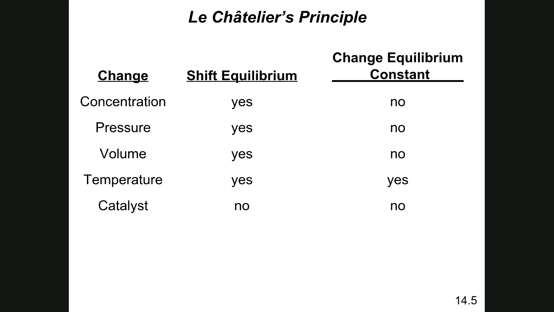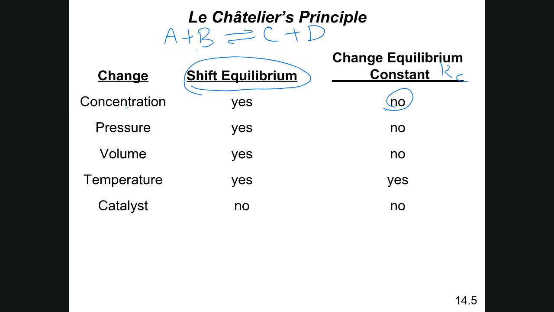And this is a summary of Le Chatelier's principle. If you have a system at equilibrium, if you change the concentration, the equilibrium is going to shift. You add more reactant, it would go to product. You add more product, it would go to the reactant. Why? Because we want to keep the Kc constant, until the value for Kc is maintained. So the value for Kc is not going to change if you change the concentration of reactant or product, but the equilibrium is going to shift.